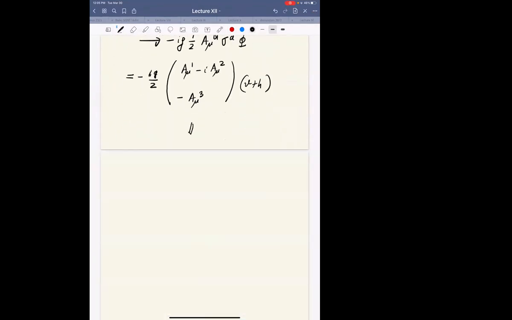In other words, d_mu phi is 0, d_mu h minus Ig over 2. Let's write the complete formula. A_mu^1 minus i A_mu^2 minus A_mu^3, V plus H.